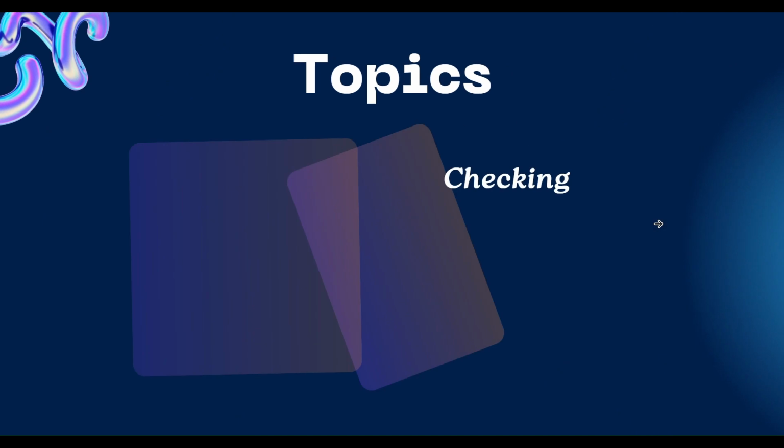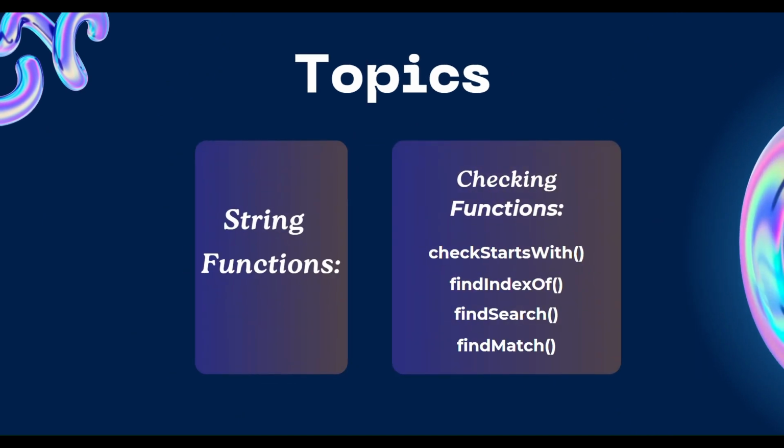So the topic for our string functions in this video is going to be about checking functions. Okay, so what are checking functions all about? Checking functions in string functions refer to the methods that are used to verify or validate certain characteristics or properties of a string. These functions typically return a Boolean value indicating whether a particular condition is true or false for the given string. They help in performing checks or validations on strings in Angular applications. So let's have a practical example of each of the functions that are mentioned here.